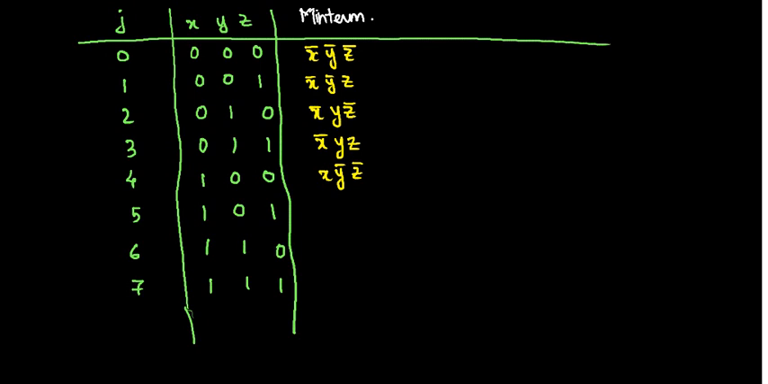Each of these is known as a min term: X, Y bar, Z, X, Y, Z bar, X, Y, Z. Now they are denoted as small m with a subscript of j. So this becomes m0, m1, m2, m3.